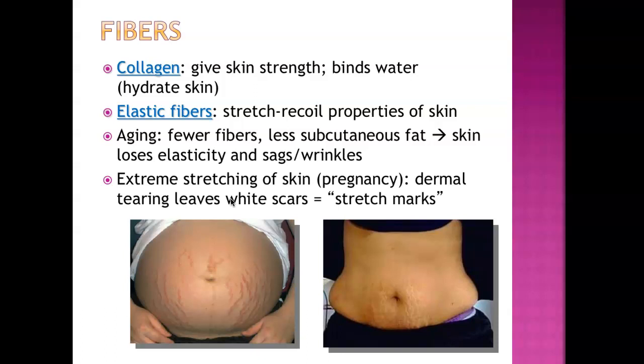The other thing that happens with this particular layer, this reticular layer, is during pregnancy when there's extreme skin stretching. And that can happen during pregnancy, and it can also happen when a person undergoes a period of extreme weight gain, where it happens during such a short period of time that the skin basically doesn't have time to catch up. And so what you're going to have is actual ripping of these elastic fibers. So it's dermal tearing, and it's going to leave scar tissue. And so that is what forms stretch marks. So stretch marks are actual scar tissue, which is also very unfortunate.